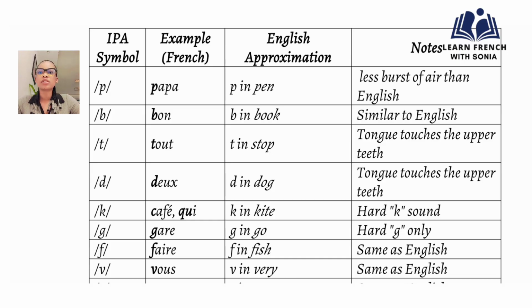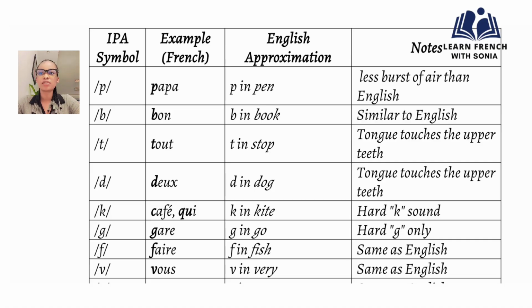Then the second one says B. In our vowel sounds yesterday, we talked about O-N, and we said O-N is on. Then we add B to it and it is bon. The English approximation is B in book, similar to English, B, bon.